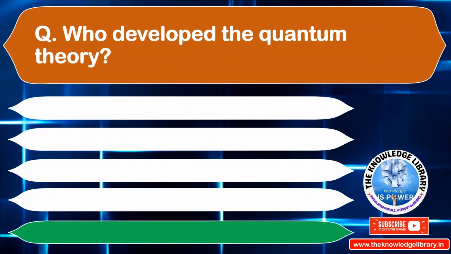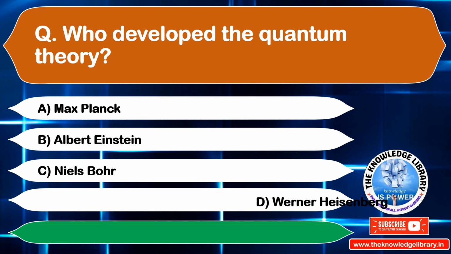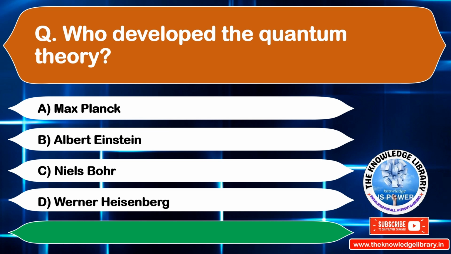Who developed the quantum theory? Option A. Max Planck. Option B. Albert Einstein. Option C. Niels Bohr. Option D. Werner Heisenberg. The correct answer is option A. Max Planck. Moving to the next question.